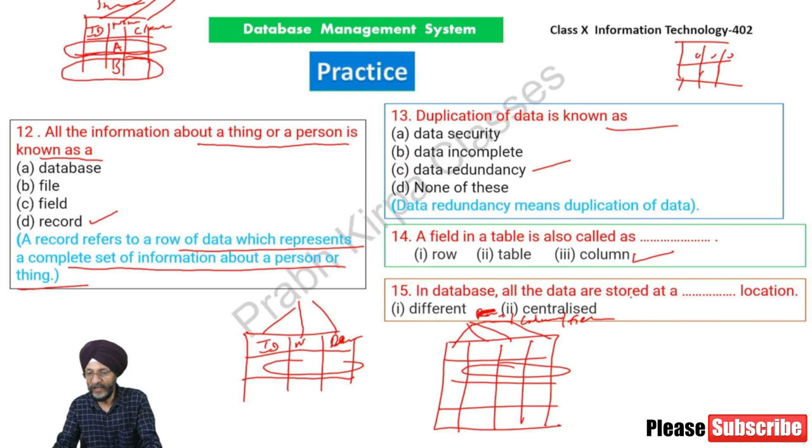In a database, all the data are stored at a centralized location. As already told, if there are three persons A, B, C, they access the database with the help of DBMS, which is located centrally.